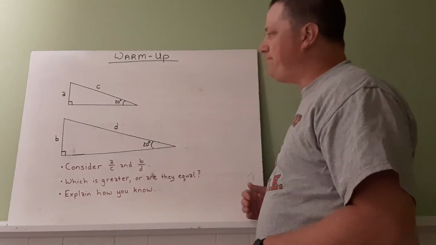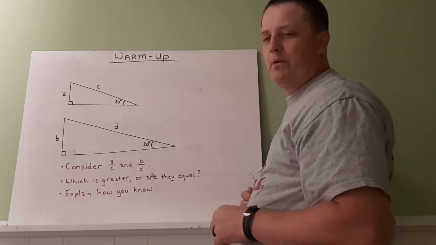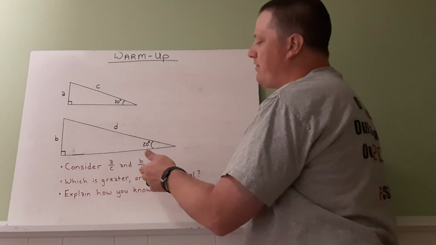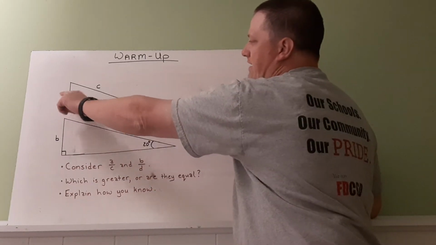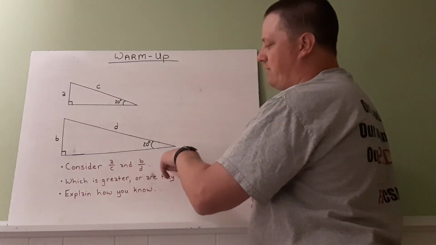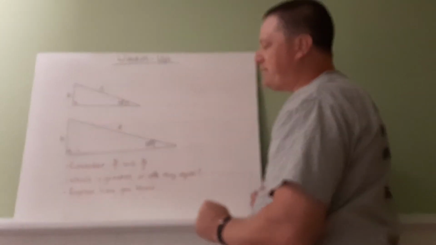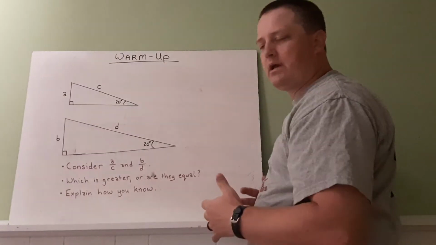So our warm-up is we have these two similar looking triangles. What we want to do is consider the ratio of side A divided by side C, and consider the ratio of side B divided by side D. So we want to take these two and compare them.